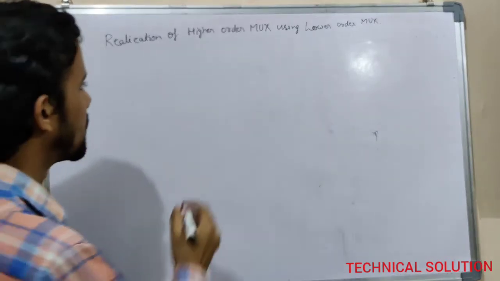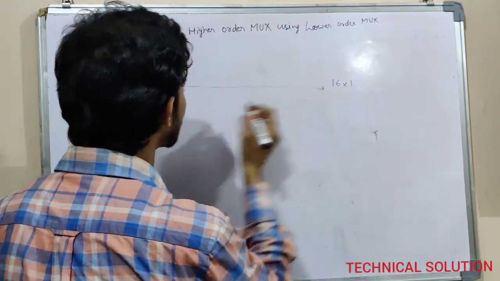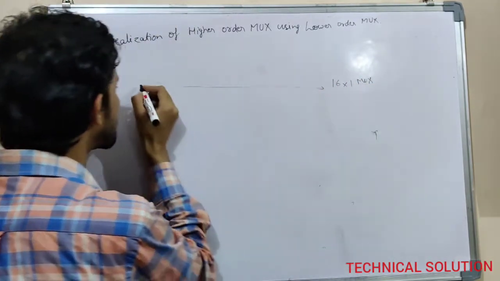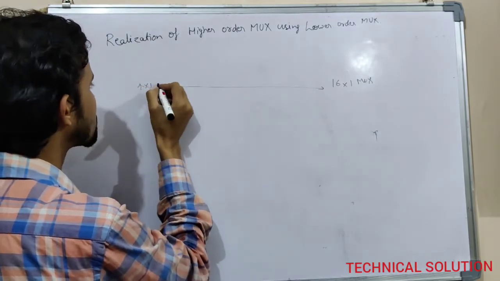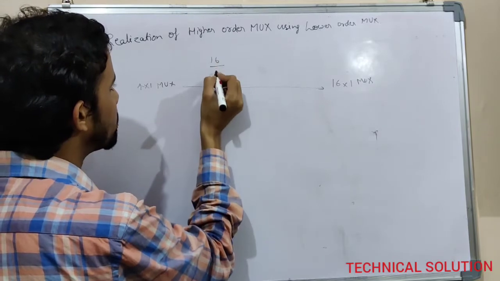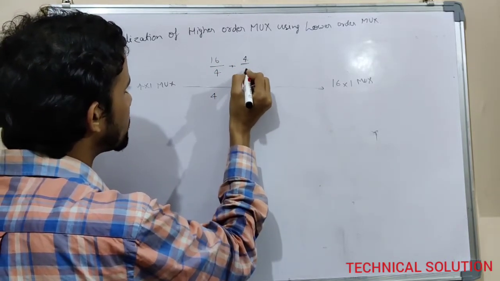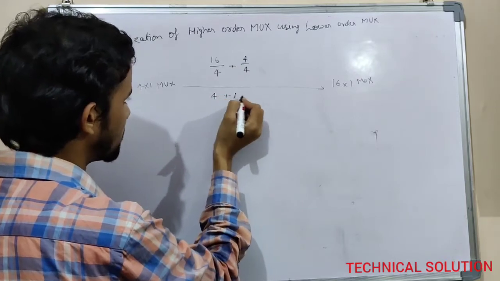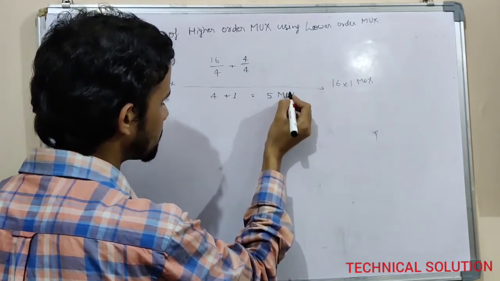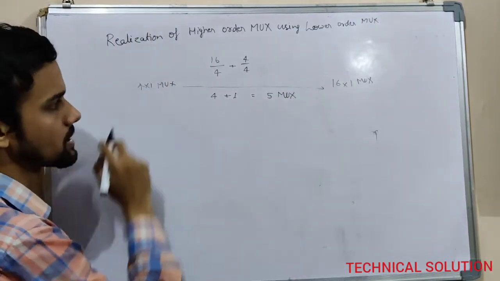Next is how to design a 16x1 mux using 4x1 mux. Then divide this 16 by 4, we get 4. Again divide this 4 by 4, we get 1. We need only 5 mux. We need only 5 mux to design this 16x1 mux using 4x1 mux.